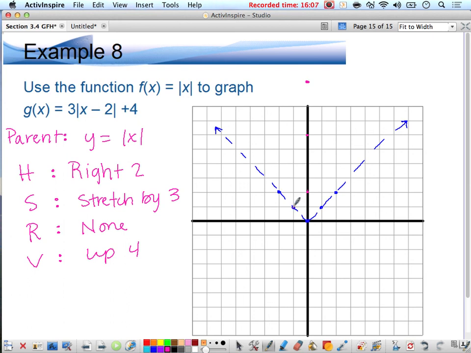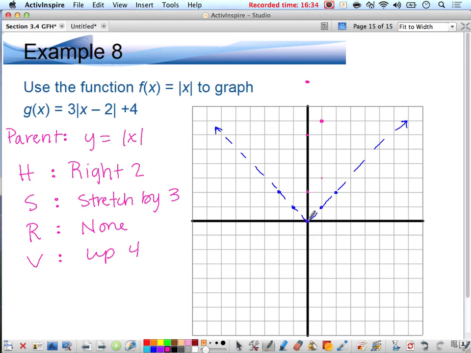Let's go to the right 2. 1, 2. Stretch by 3. So it will now become a y value of 3, because we're at 1 now. Goes to 3. Then it moves up 4. 1, 2, 3, 4. I have a lot of trouble when there's a stretch in the middle. Stretches are the hardest for me. I don't know about you guys. There's my second point.